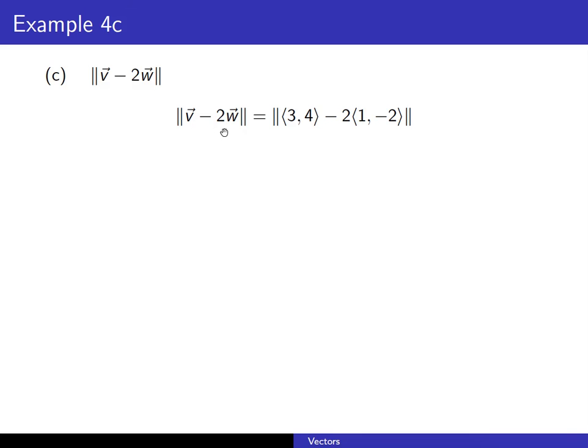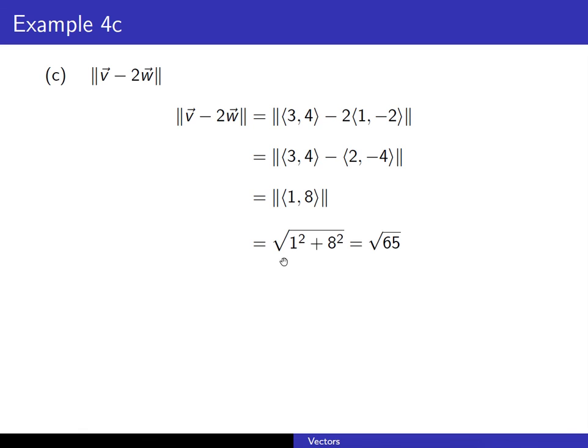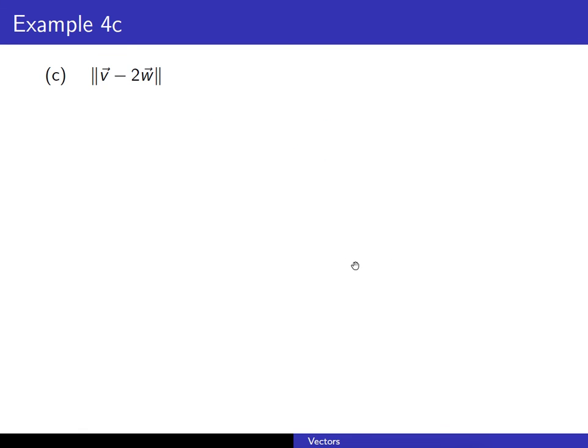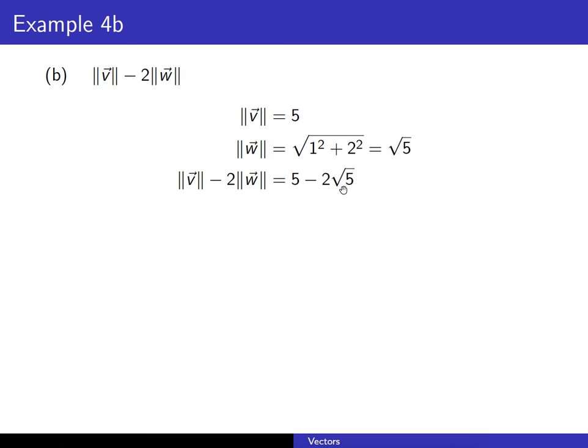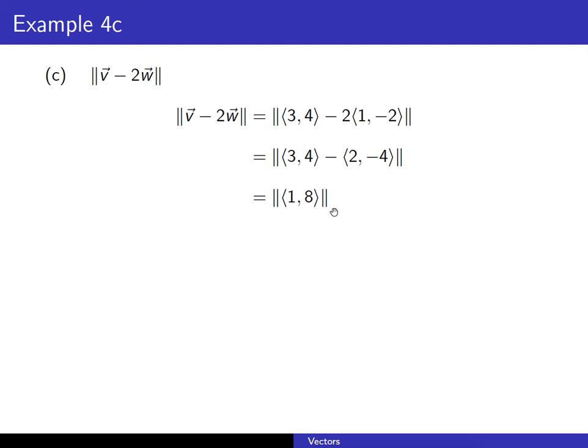First, let's figure out what v minus 2w is, and then we'll take the magnitude of that. So v minus 2w: <3, 4> minus 2 times <1, -2>. Distributing the 2, we get <3, 4> minus <2, -4>. 3 minus 2 is 1. 4 minus negative 4 is 8. So we're going to find the magnitude of a vector with a horizontal component of 1 and a vertical component of 8. Well, 1 squared plus 8 squared gives the square root of 65. So here we got the square root of 65, and in part B we got 5 minus 2 times the square root of 5. These are not even close to being the same answer.